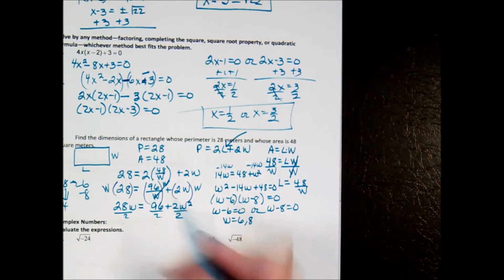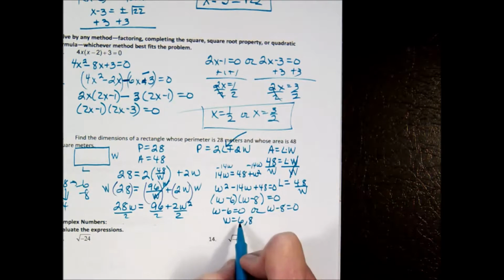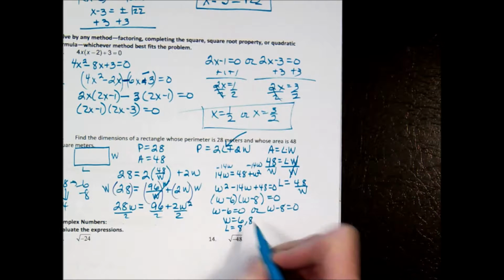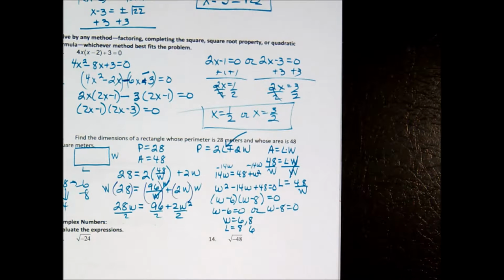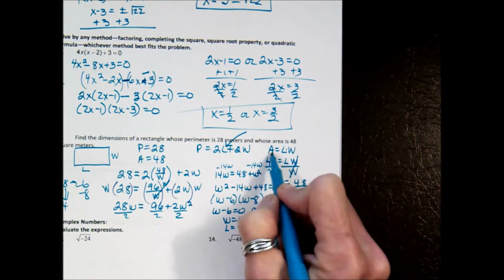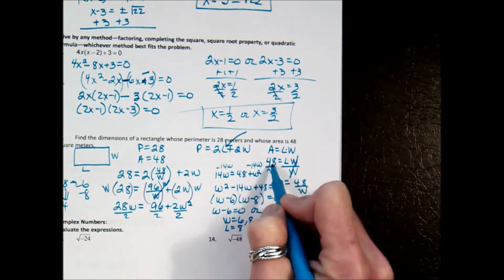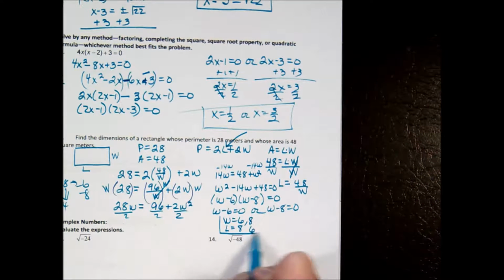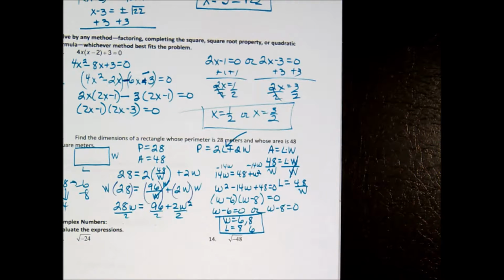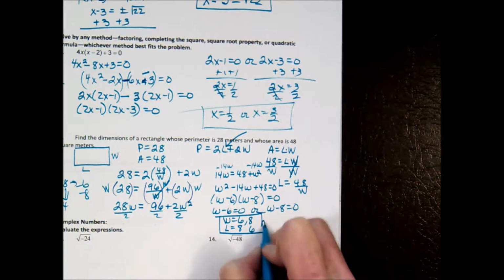And it says find the dimensions. So if the width is 6, the length is 8. If the width is 8, the length is 6. How did I know that? Because together when you multiply them, you have to get 48. So it just depends on how you want to label length and width, and they would both be meters.